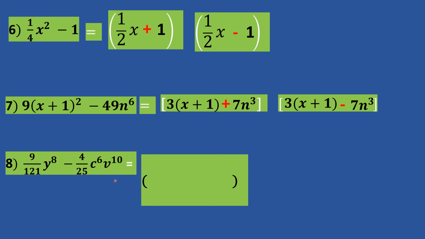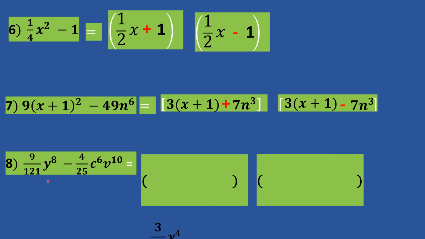Okay, so 9 over 121, y to the 8 minus 4 over 25, c to the 6, and v to the 10. So the square root of 9 is 3. Well, the square root of 121 is what? 11. So this itself will give us 3 over 11, while y to the 8 will give us y to the 4, because 8 divided by 2 is 4. And for that, 3 over 11. So the 3 over 11 is the square root of 9 over 121.